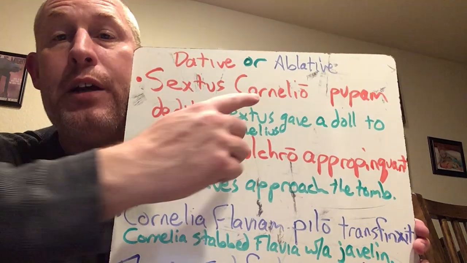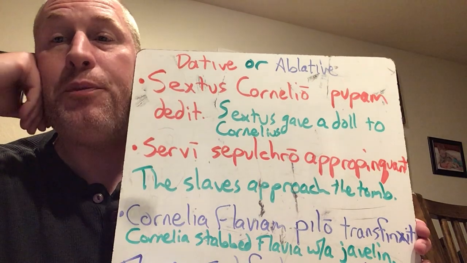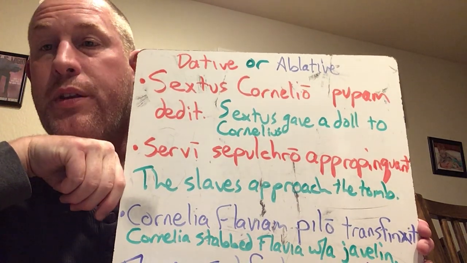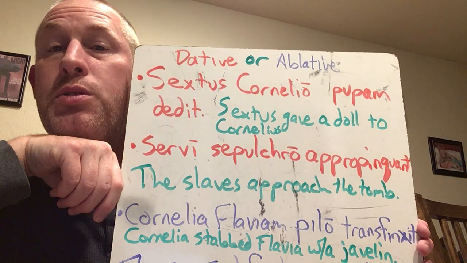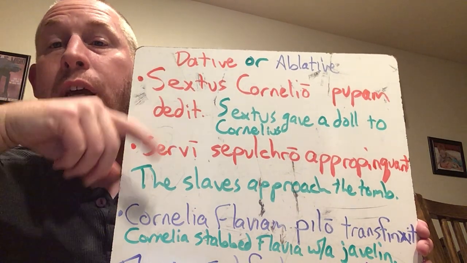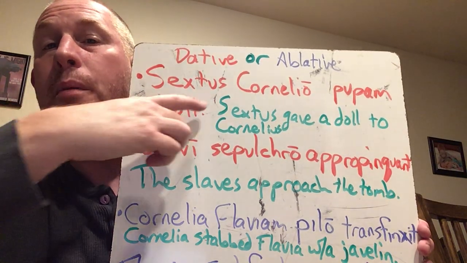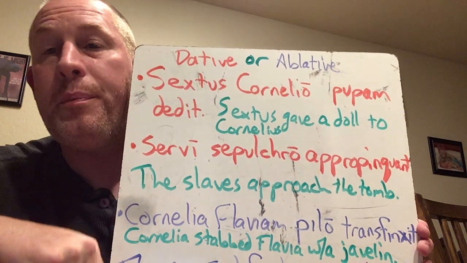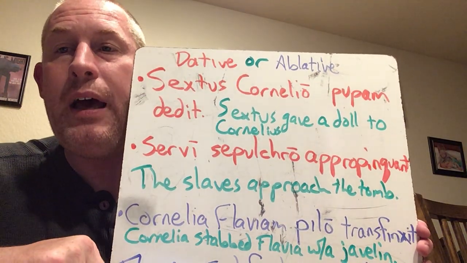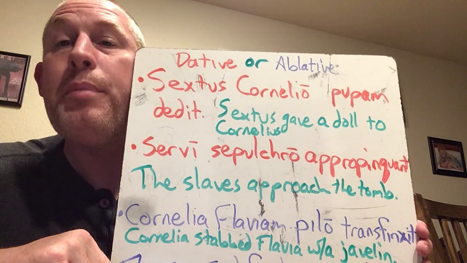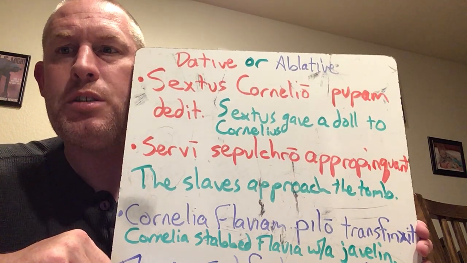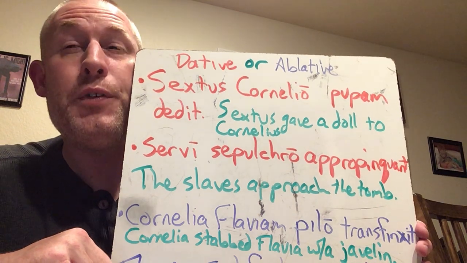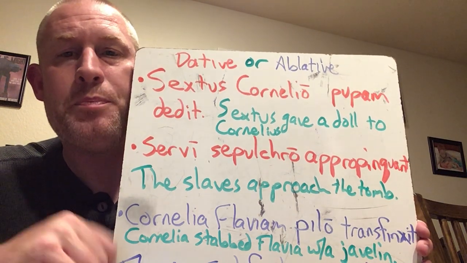Now notice Cornelio could be ablative, except for the fact that there's no preposition with him, and also the fact that you do see a direct object, a transitive verb, and you've got that going on. Now that doesn't mean it has to be dative, but here it very clearly is. There could be a couple of ablatives that would exist without a person, but very often if you've got a person, you've also got a preposition.